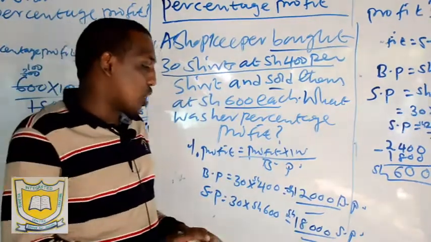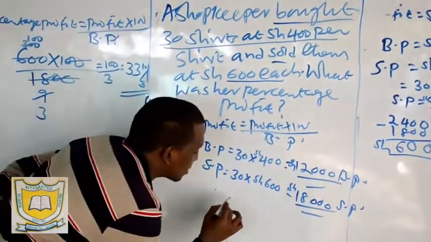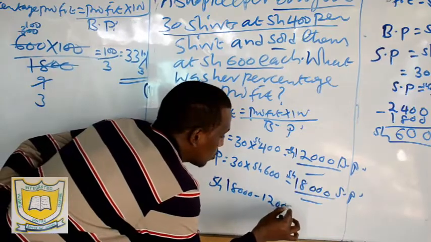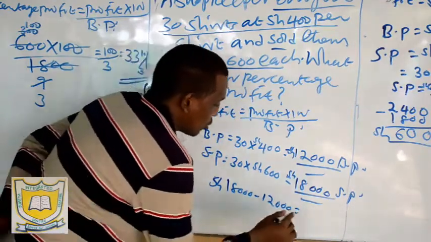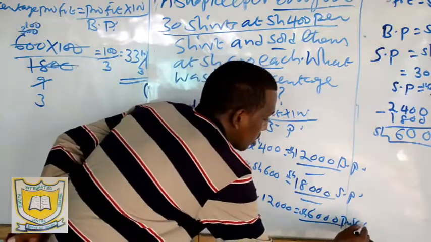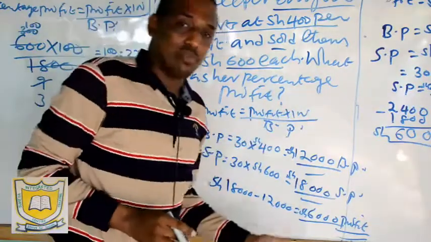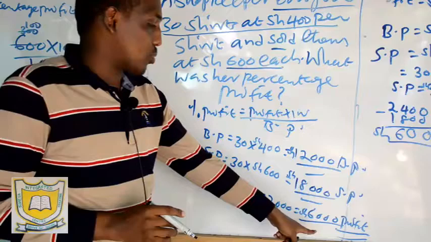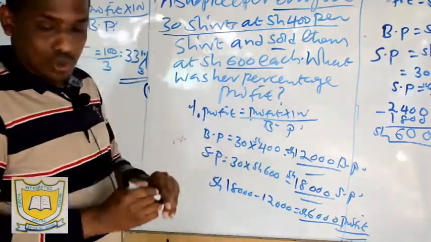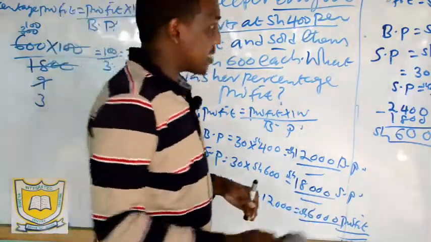So to get the profit now, profit is equal to selling price minus buying price. Shillings now 18,000 minus 12,000. What do you get? 18 minus 12? You will get 6,000. So shillings 6,000. This is the profit now. But they don't want the profit. What they are asking is the percentage profit now. So percentage profit is equal to, our formula was profit over the buying price times 100. So the first thing, you must get the profit first, then we proceed to the percentage profit now.